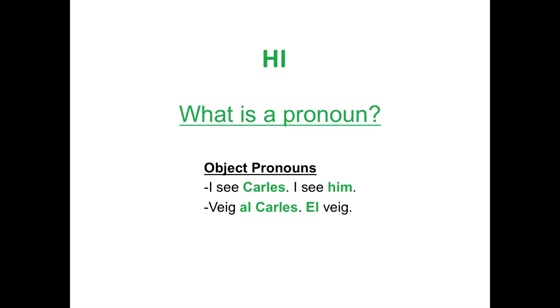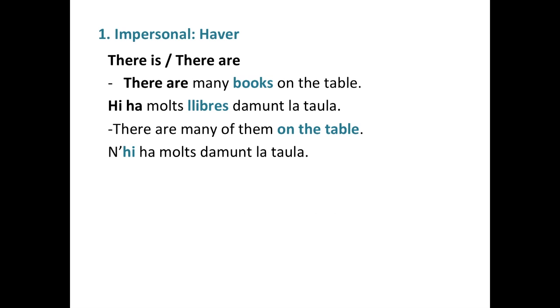So, I see Carlos. I see him. Carlos is a proper noun, and "him" is the object pronoun. It's the pronoun. So, for example, in Catalan, "veig al Carlos." I see. "Al" is "him" in this case. Alright, that's what it is.